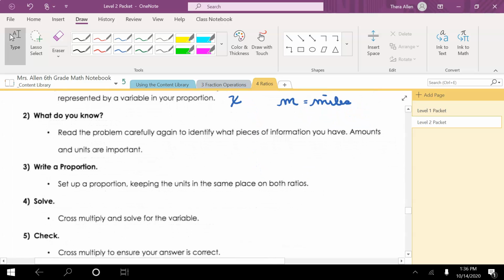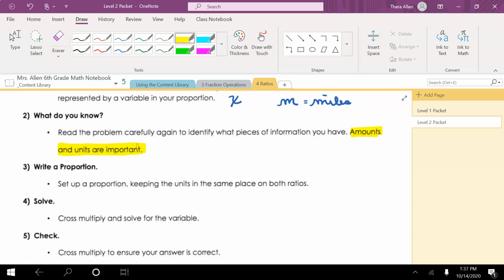We need to read the problem again carefully to identify what pieces of information we have. Amounts and units are very important, because we will be talking about different things, comparing different things, and we need to be able to answer the question with its proper label.